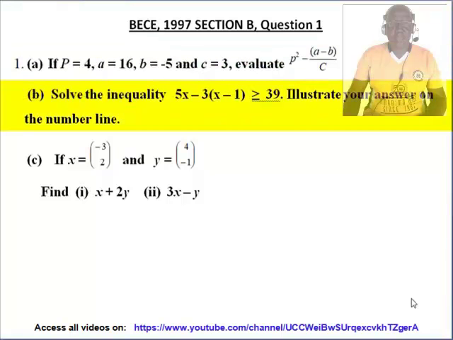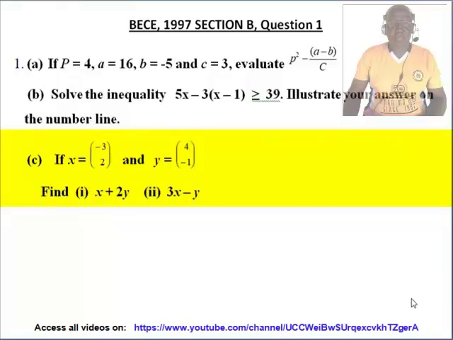1b. Solve the inequality 5x minus 3 opening round bracket x minus 1 closing round bracket is greater than or equal to 39. Illustrate your answer on the number line.